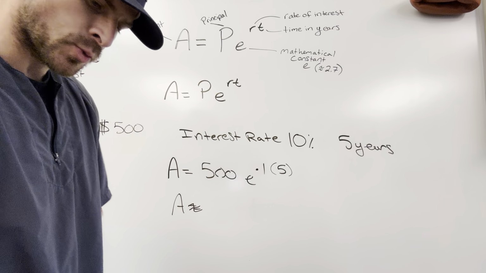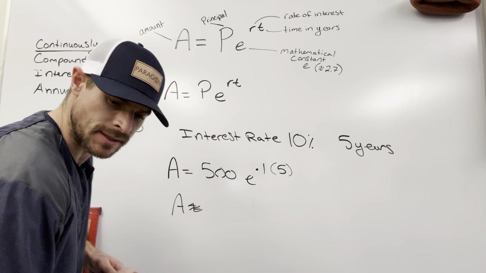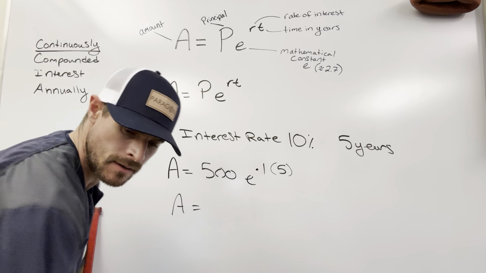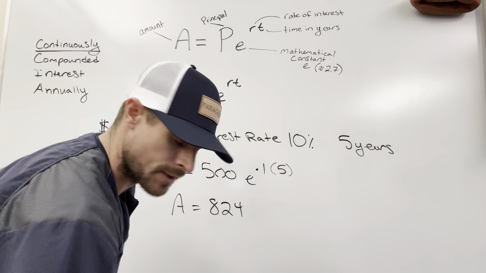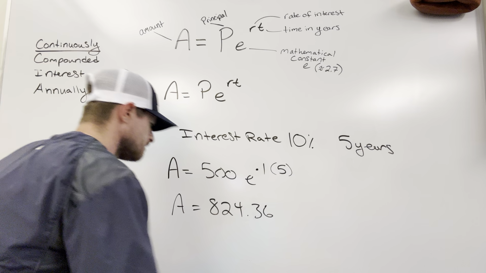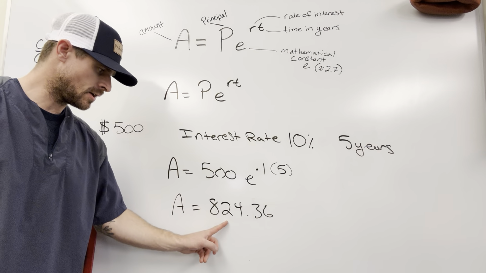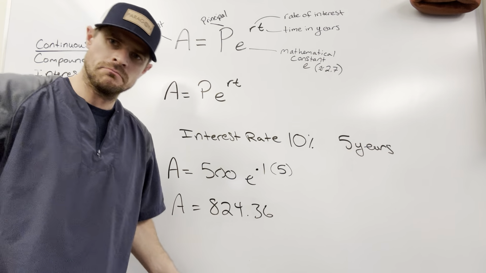I got $824.36. This is approximately, actually, it doesn't even need to be approximate. This would be exact. $824.36. So, put $500 in. 5 years later, you gained about $324. Not bad, not bad at all.